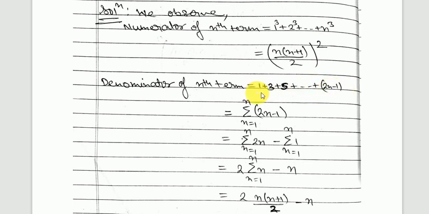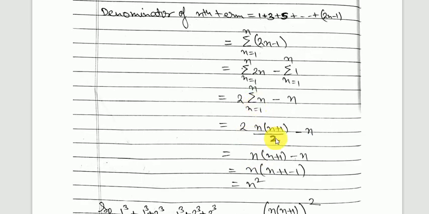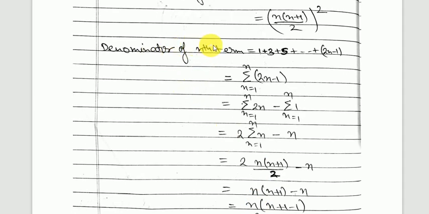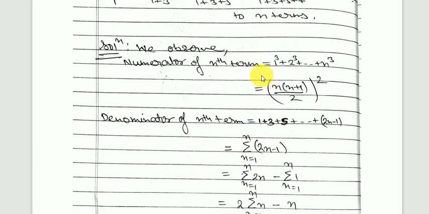Okay, so when you add this, it can be written as summation of 2n minus 1, the last term in terms of n, where n goes from 1 up to n. Now you open the bracket and you can write it in this manner: summation 2n, n equal to 1 up to n, minus summation n equal to 1 up to n. Here the summation of n is simply n, and 2 is a constant, so 2 comes out. Simplify, and you get n square. So the denominator of the nth term is n square and the numerator of the nth term is this.